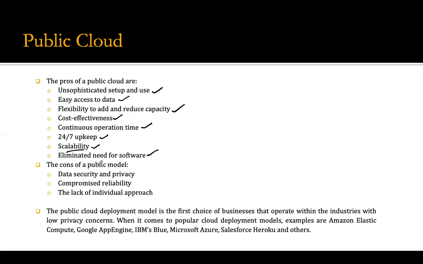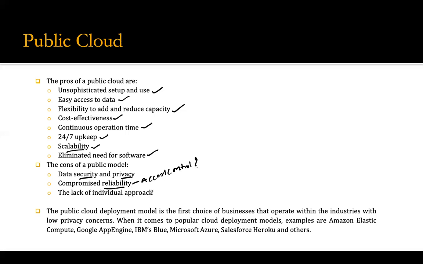What is the problem here? The problem here is data security and privacy. These are the two concerns regarding the public cloud. Reliability is also compromised, because we don't know who is accessing our data. So access control is not there. There is also a lack of individual approach.